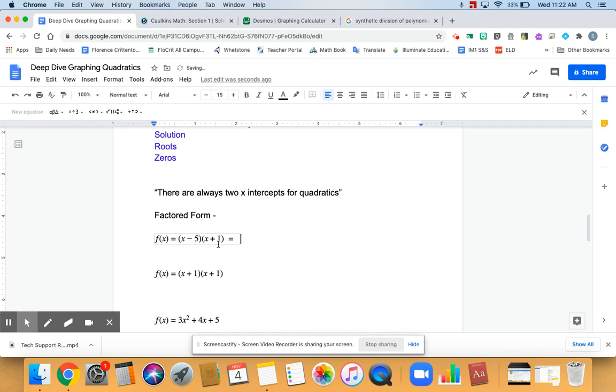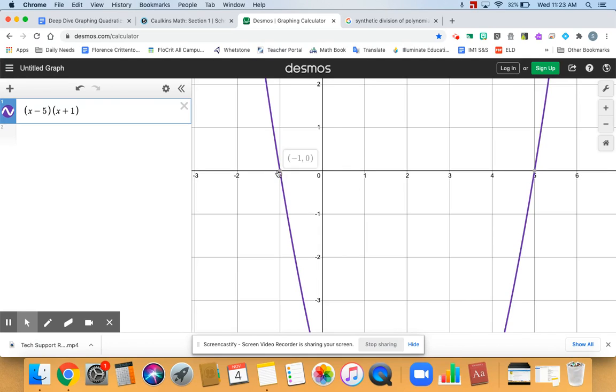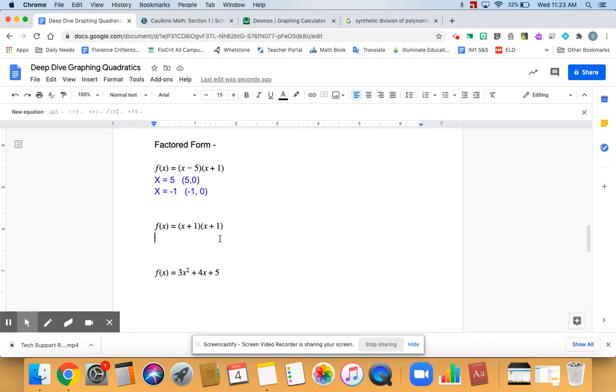which is why when we factor it, we end up with 2 parentheses, and each parentheses will give us their own answer. So when I make x minus 5 equals 0, I add that 5 over to get x equaling 5. The x-intercept is 5, 0. And when I do it for the x plus 1, I would get x equaling negative 1. So the x-intercept is negative 1, 0. When I graph them, I very much see my 2 x-intercepts because the purple graph is crossing the x-axis twice.